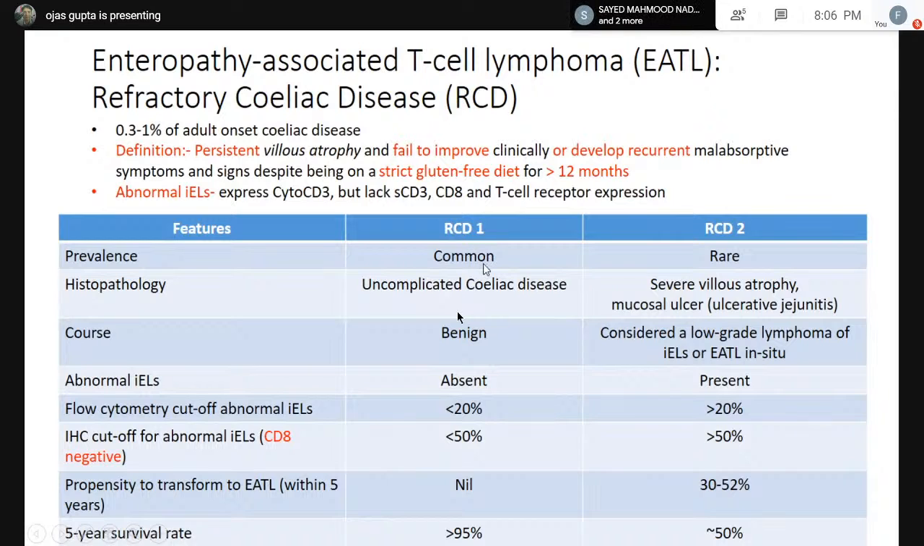So RCD1 is more common whereas RCD2 is rare. On histopathology, RCD1 has features of uncomplicated celiac disease, whereas RCD2 has severe villus atrophy and mucosal ulcers, which is also called ulcerative jejunitis. RCD1 has a benign course, whereas RCD2 is considered a low-grade lymphoma of IELs or EATL in situ. The propensity to transform into EATL within 5 years is nil for RCD1, whereas it is 30 to 52% in the case of RCD2. And the 5-year survival rate is poor for RCD2 in comparison to RCD1.